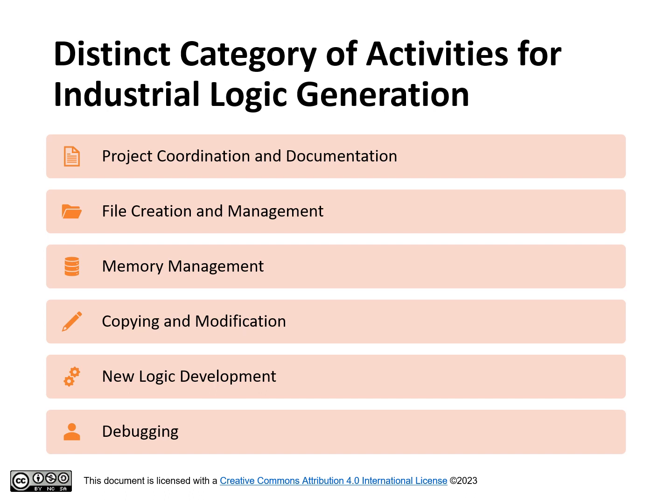Lucas noted the following 6 distinct categories of activities that are needed to successfully generate industrial logic. Project coordination and documentation. This describes a range of activities for the coordination of project personnel and the documentation of the project activities and output. These activities consume most of the development effort.